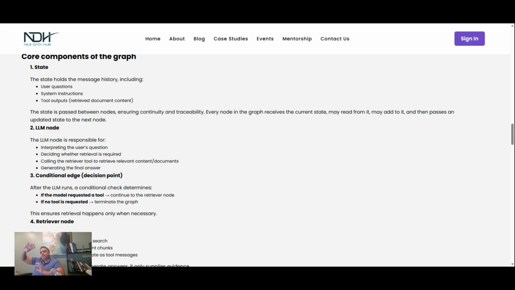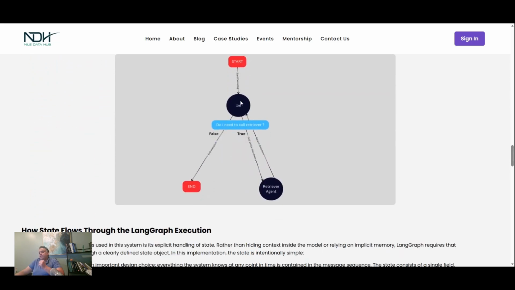So the state is this set of messages, and they are passed between agents, or nodes, and modified in the process. Each node takes in the state, which is the combination of these messages and the history, adds something to it, and then passes it to the next node. That's what is enabled by the graph structure and execution. In this case, we have a simple solution with two major nodes.